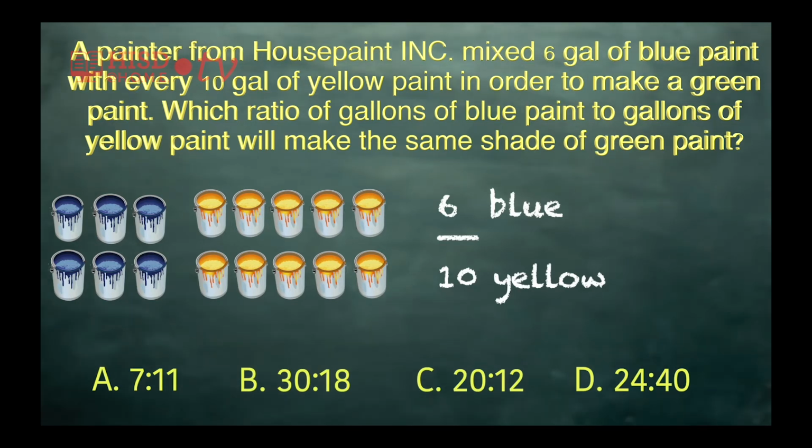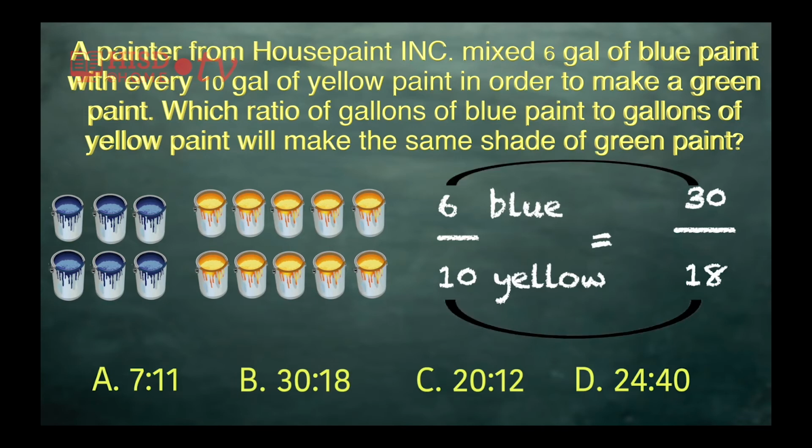Okay, so now let's look at B, the ratio 30 to 18. Remember, we have to write the ratio in the very order it was presented. So if I were to multiply the numerator by 5, I would get 30. However, when I multiply that same 5 times 10, the denominator, I get 50 and not 18. So the answer can't be B. Remember, in order for 30 to 18 to be correct, it must be proportional with 6 to 10.